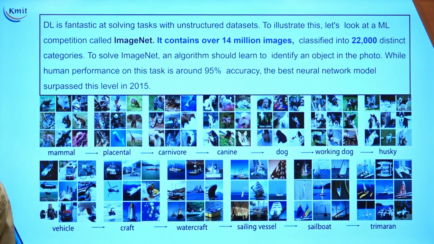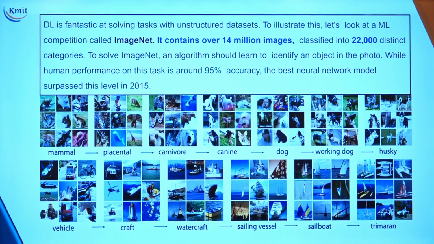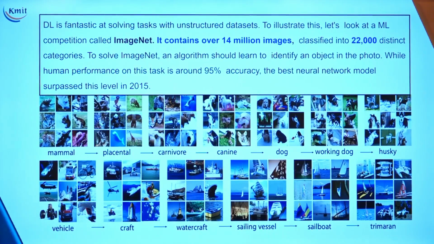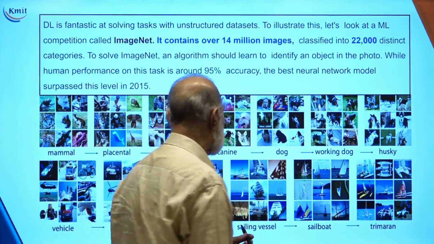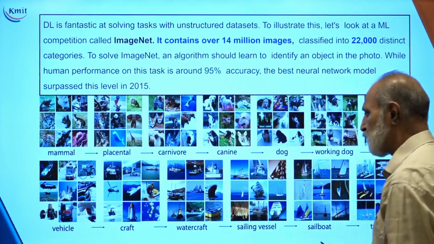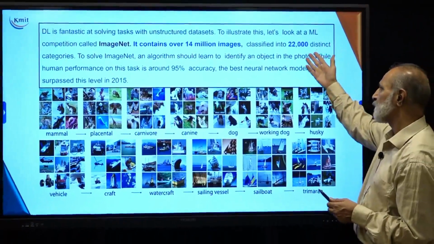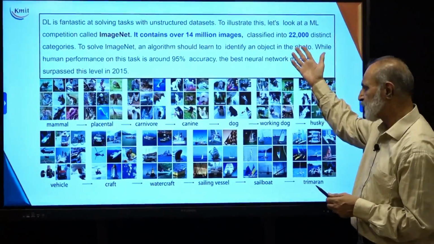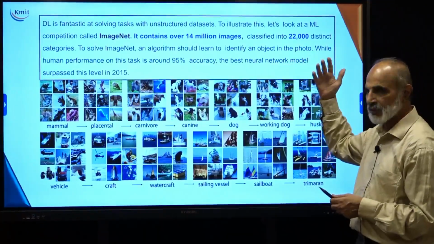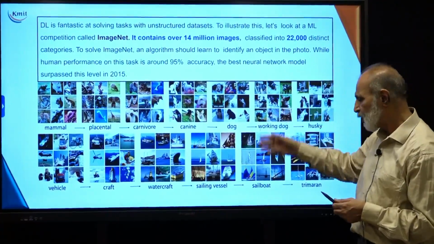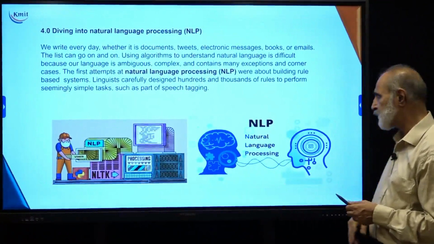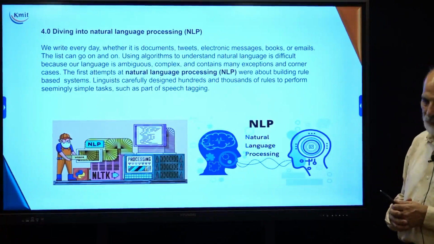The human mind is a very good engine, but the deep neural network in 2015 showed supremacy over human calculation. So you can imagine, if you have millions of images and thousands of classes, it is very difficult for a human, but very simple for a neural network. Within half an hour you can train the neural network and do it.